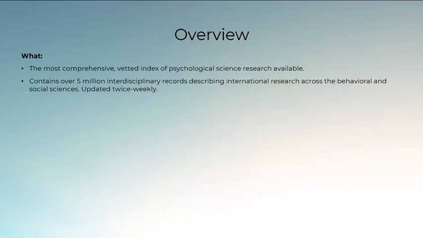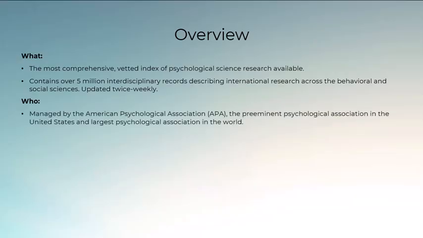It contains over 5 million interdisciplinary records describing international research across the behavioral and social sciences, and it's updated twice weekly. Who made this? It's managed by the American Psychological Association, APA, the preeminent psychological association in the United States and largest psychological association in the world.